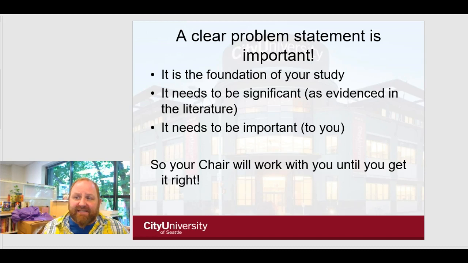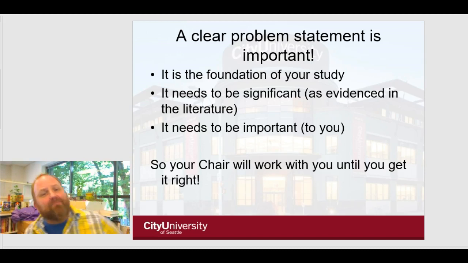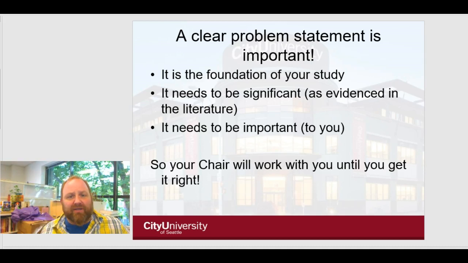It needs to be significant, as evidenced in the literature. It needs to be important to you, but not something you're overly passionate about. Something important that you would enjoy working with over the course of a year. Your chair is going to work with you to get it right.